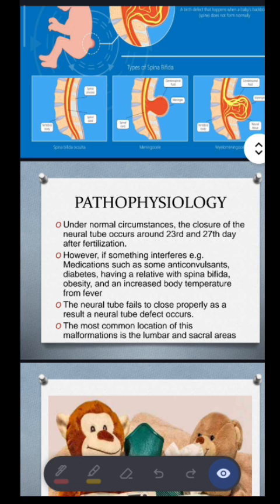This is very important: the lumbar and sacral areas. I repeat, under normal circumstances, the closure of the neural tube occurs around the 23rd to 27th day after fertilization. However, if something interferes, such as medication, anticonvulsants, diabetes, relatives with spina bifida, obesity, and increased body temperature from fever, the neural tube fails to close. The result is a malformation in the lumbar and sacral areas.